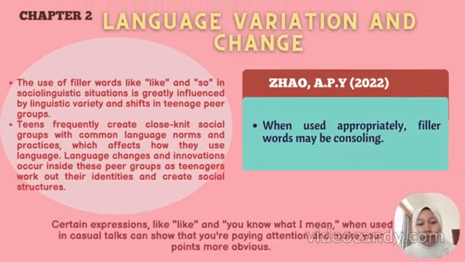In addition, last but not least, for chapter 2.5, language variation and change. The use of the words "like" and "so" in sociolinguistic situations is greatly influenced by linguistic variety and shifts in teenage peer groups. Teens frequently create close-knit social groups with common language norms and practices, which affects how they use language. Language changes and innovations occur inside these peer groups as teenagers work out their identities and create social status. Hence, filler word use is a way for groups to show their solidarity and membership with specific linguistic traits, becoming more or less prestigious based on the rules and ideals of the group.